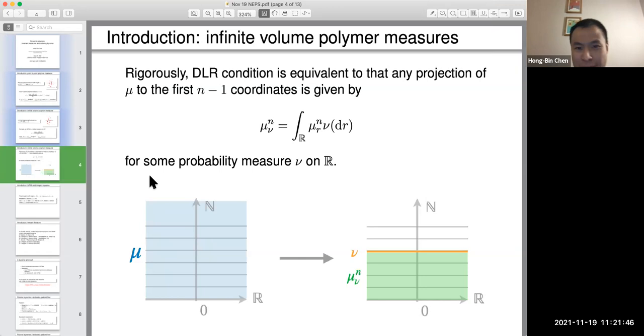In the setting here, it can be simply stated as: the polymer measure is a measure such that the first M minus one coordinates, if you consider the projection to them, it's given by a finite volume polymer measure with its endpoint integrated against some probability measure. So the picture looks like this. If you project down to the first M minus one, then you have a finite volume polymer measure while the endpoint is integrated against some probability measure.